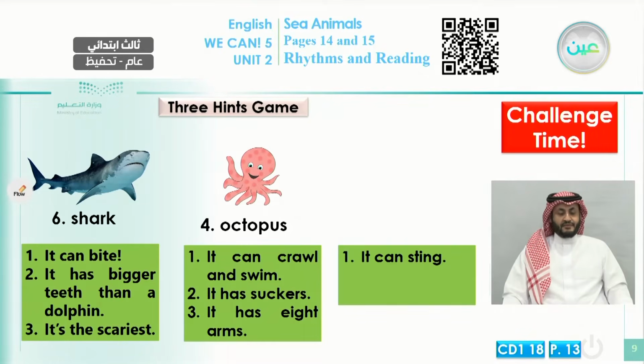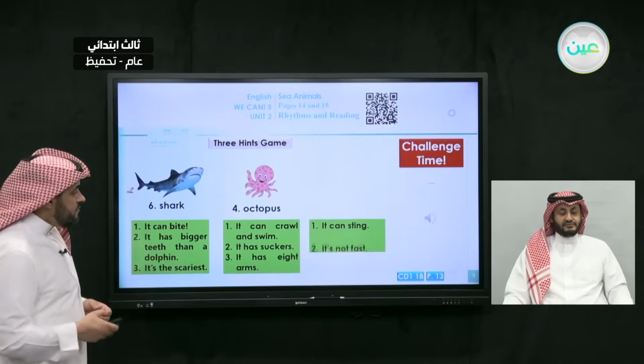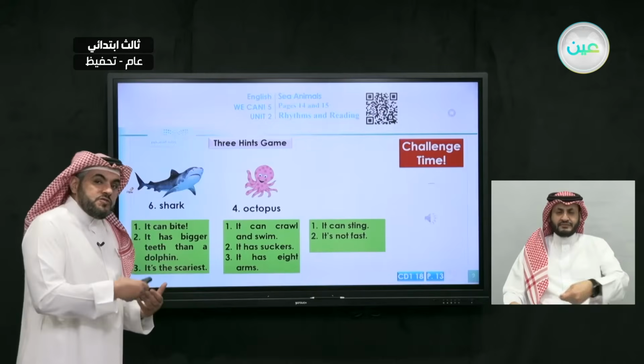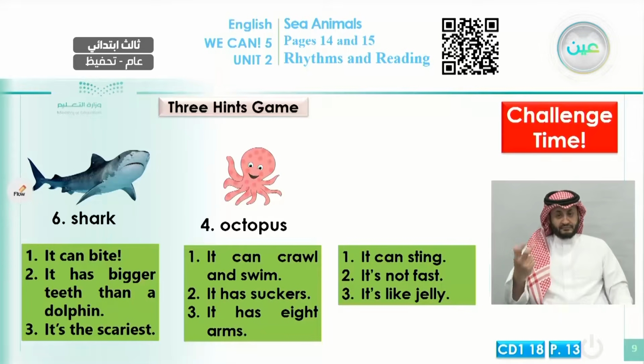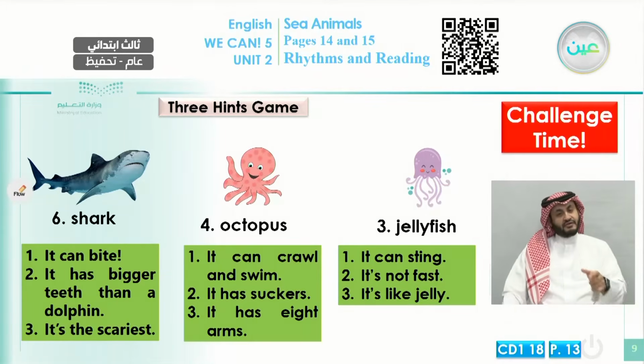Okay, let's go to the third one. It can sting. Sting, making like a small bite with sometimes poison or sometimes without poison. It is not fast. It is slow. It swims slowly. And also it is like a jelly. It is very clear now. Jelly is the kind of food that we eat, and this animal is similar to this kind of sweet food that we eat. It's called jelly. Okay, this is the animal. You remember the name? The name is jellyfish. We call it the jellyfish.